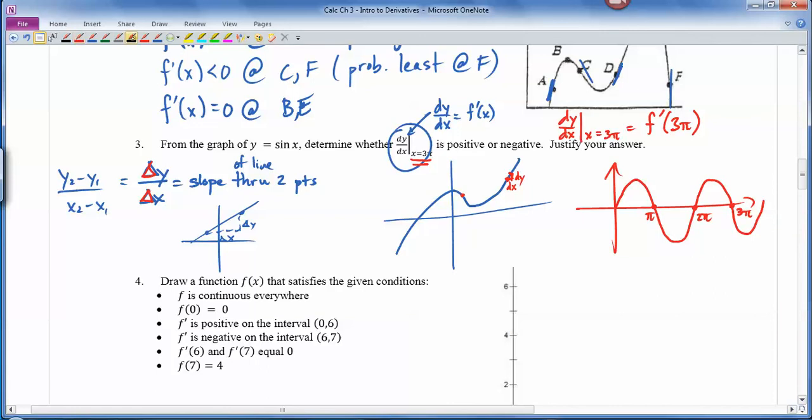And you can easily tell from the graph, at 3 pi, that slope is negative. So dy dx when x equals 3 pi, that's the same thing as f prime of 3 pi. And that's going to be negative. If I said at 2 pi, well, at 2 pi, it's positive, right? If I said at pi over 2, then it's 0.